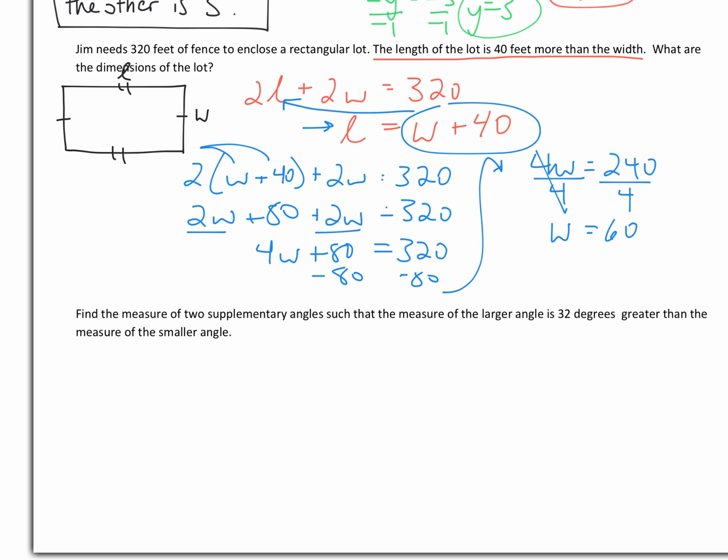Let's go back to one of our original equations. It looks like, again, the second one, the second red equation, is definitely going to be easiest to plug in for W, because all I have to do is take 60 plus 40, and my length is 100. So we have a 60 by 100 area to fence in.